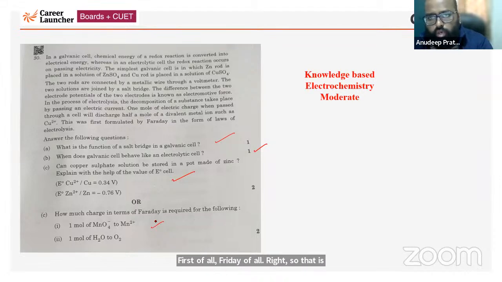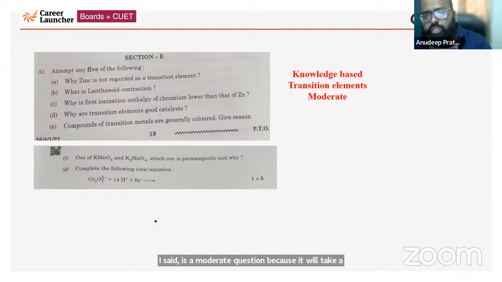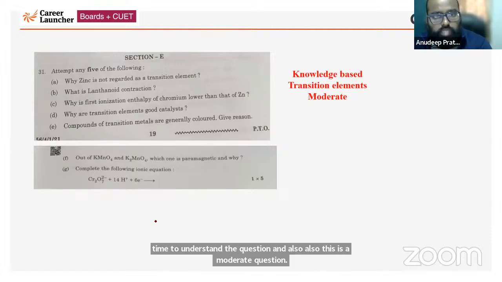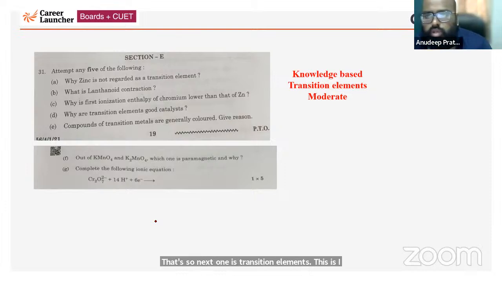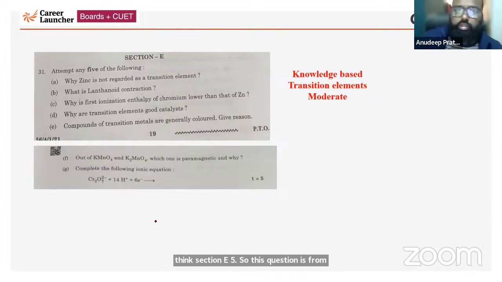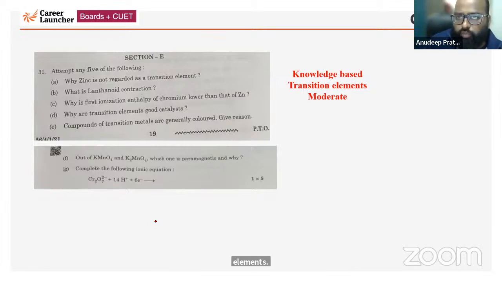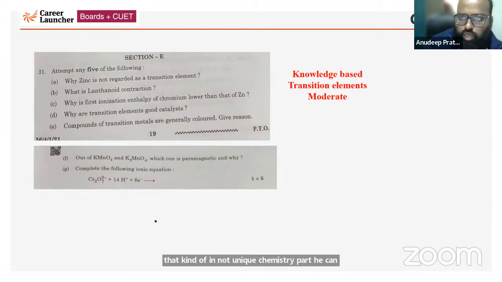I'll say this is a moderate question because it will take time to understand the question and all. So next one is transition elements. This is, I think, section E, 5 marks question. This question is from transition elements. Transition elements also have three questions. So in that kind of inorganic chemistry part, he mainly focused on transition elements and coordination chemistry, right?